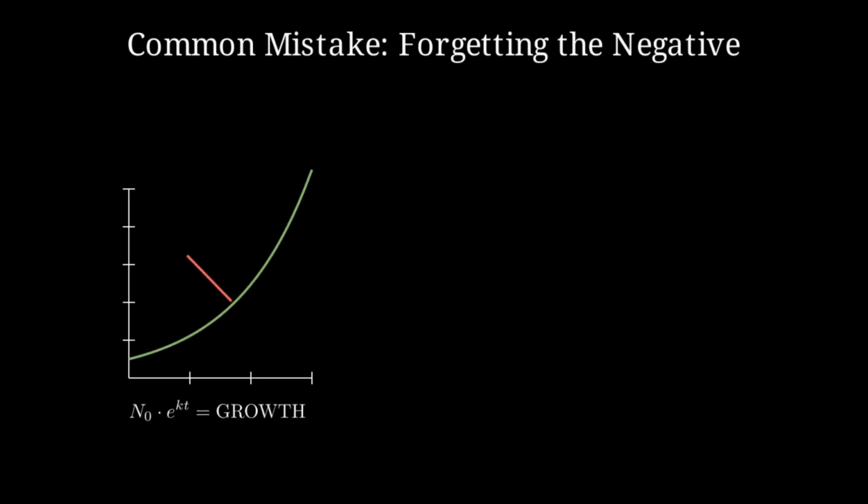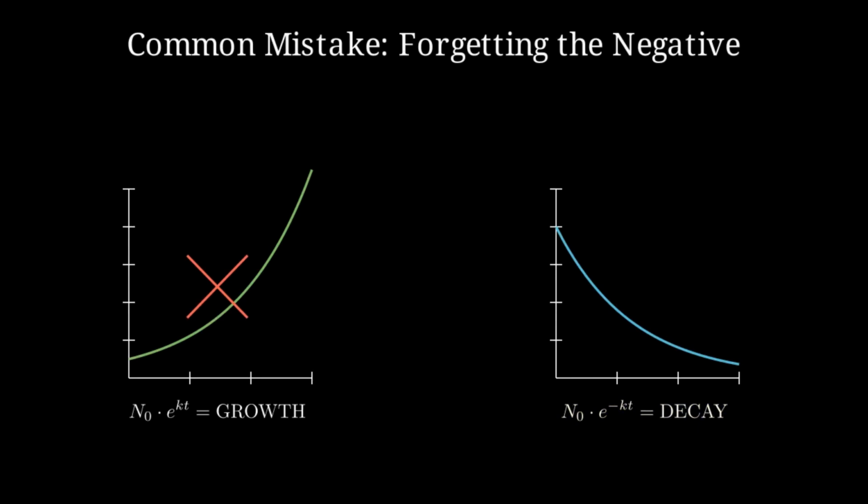The most common mistake is forgetting the negative sign in the exponent. Without it, you are modeling exponential growth, like a population explosion or compound interest. Always check your results. If your decay problem results in a number larger than your starting amount, you likely missed that crucial negative sign. Another frequent error involves units.